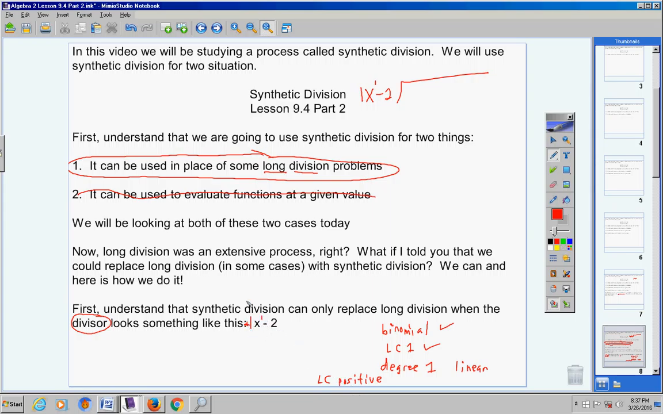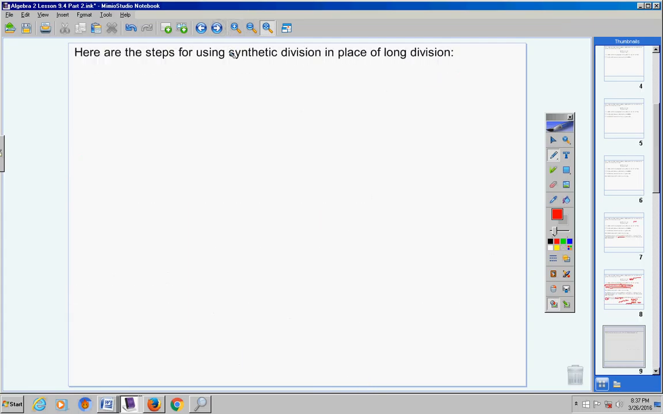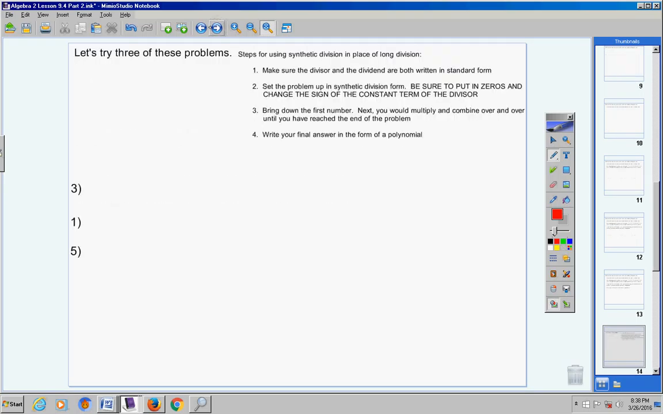Now, students, I'm going to probably give you some problems on a test or a quiz in which I say, divide this by using synthetic division. I'm going to give you one that you can't do. So your answer will have to be, can't be done. Or you could put, I must use long division. But you need to know when you can use synthetic division and when you can't. Got it? You must know this. Okay, moving on. Here are the steps for using synthetic division in place of long division. I'm going to put these up quickly. You can pause the video and copy them down.